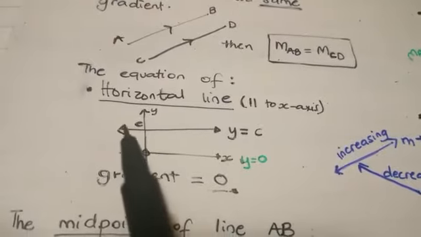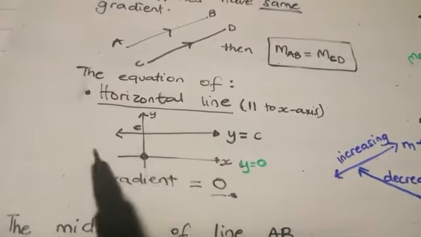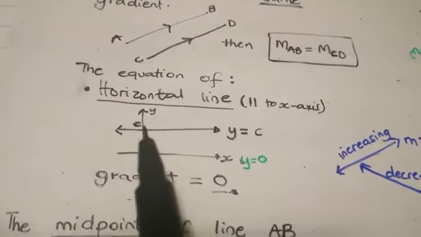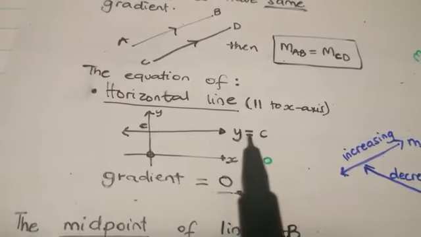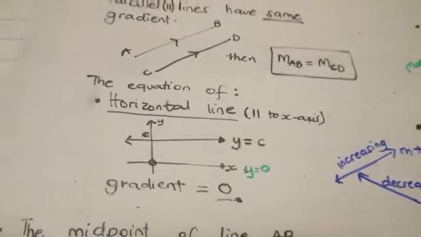If I have a line which is parallel to the x-axis and it crosses the y-axis at c, then the equation will be y equals c.